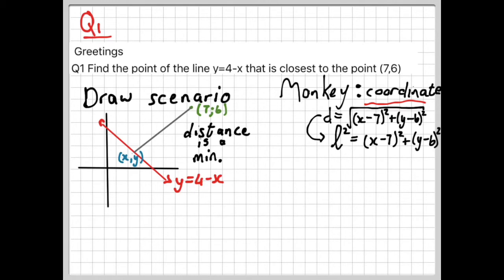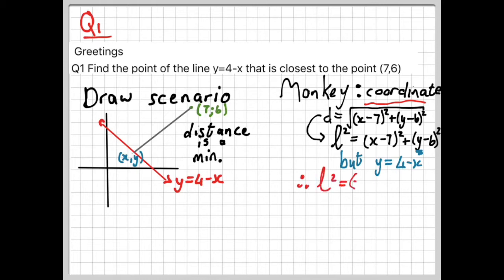Well, remember, x comma y actually lies on the line y equal to 4 minus x. In other words, y is actually equal to 4 minus x. So I can replace the y in my formula with 4 minus x.